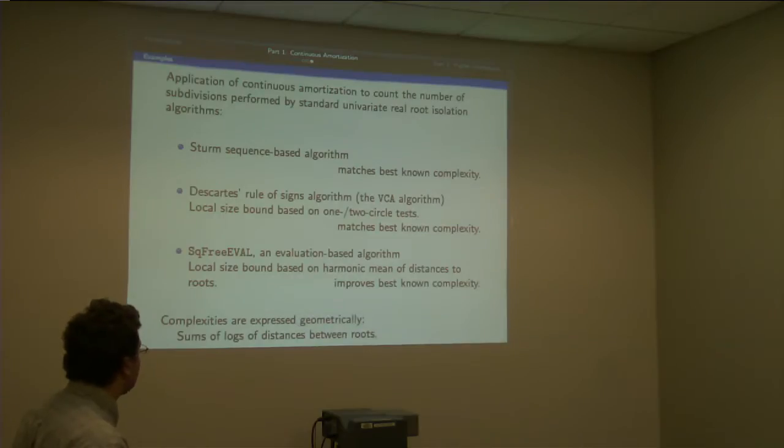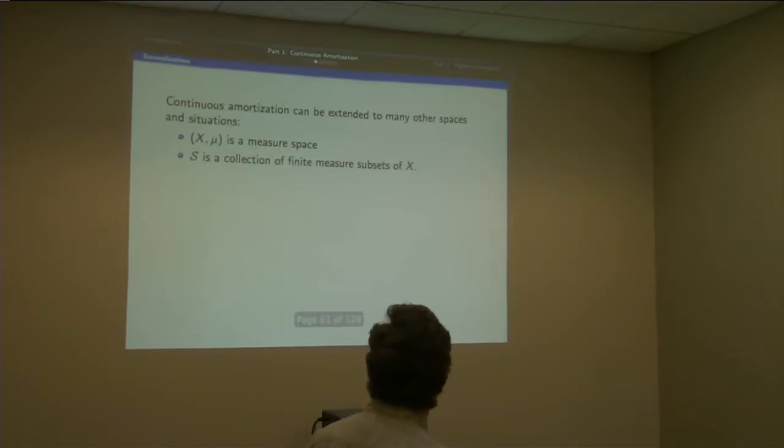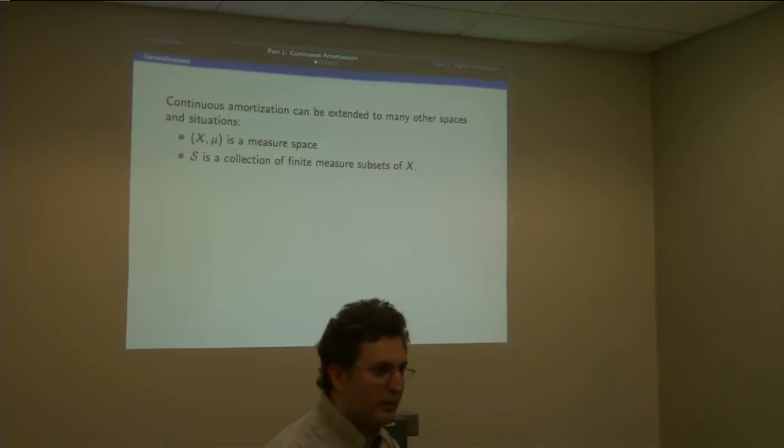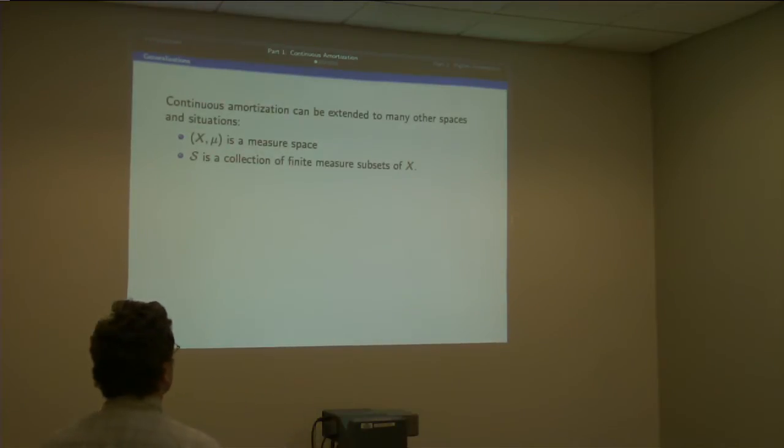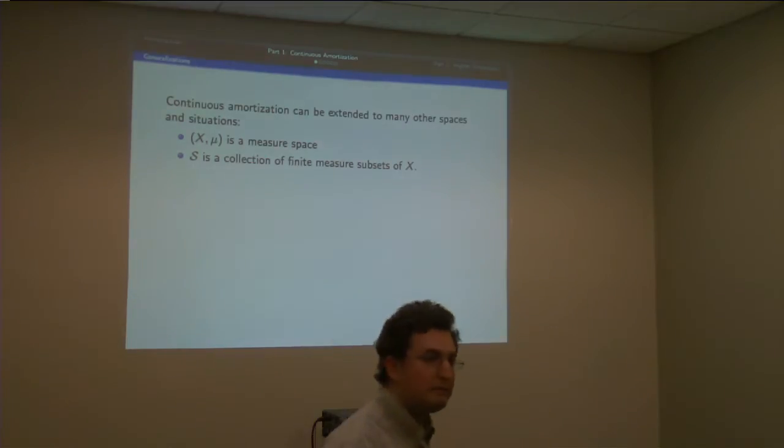All the complexities are expressed geometrically as distances between roots. Okay. Let's make it a little more complicated. So how can we generalize? Okay, so I'll make it as general as I can. I'm going to start with a measure space, and S is just going to be a collection of finite measure subsets of X of some type.